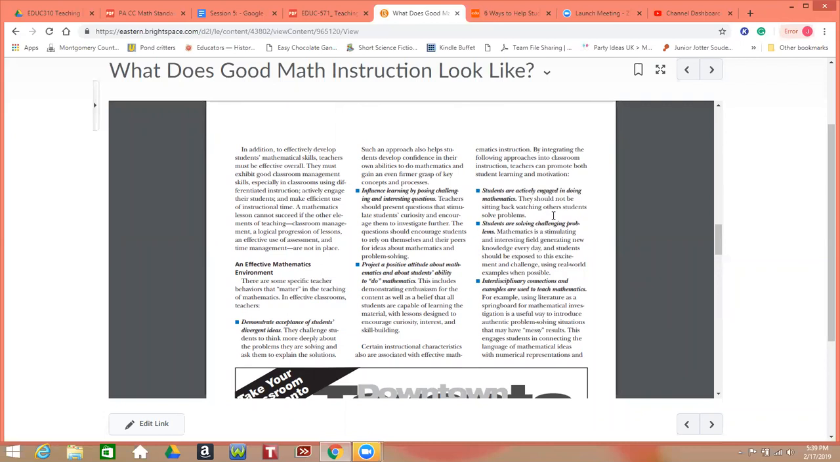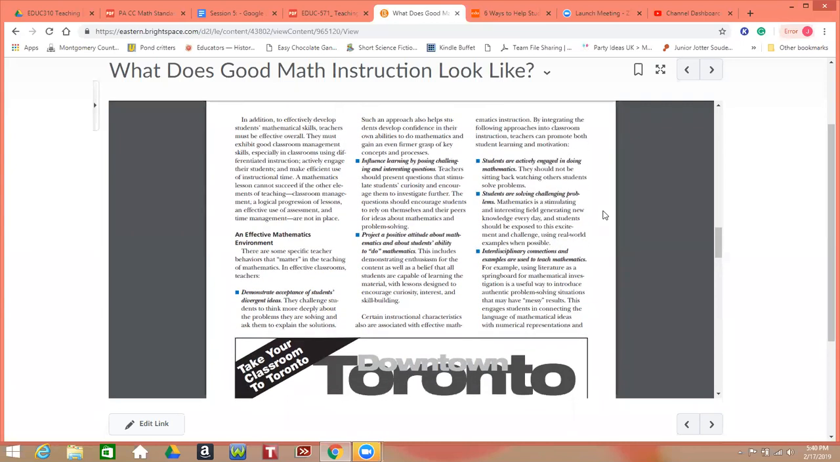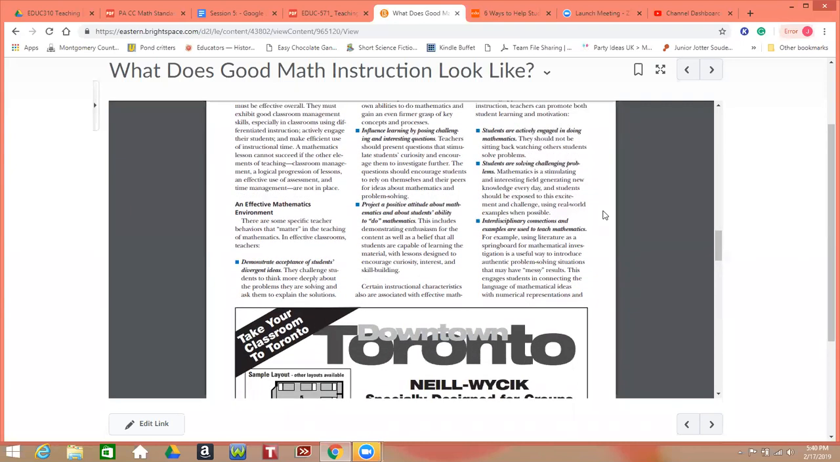They should definitely be using manipulatives. We talked about that in the other session. It should be an active process. It shouldn't just be sitting back and watching you do problems on the board. They need to be working with the information and crunching the numbers.